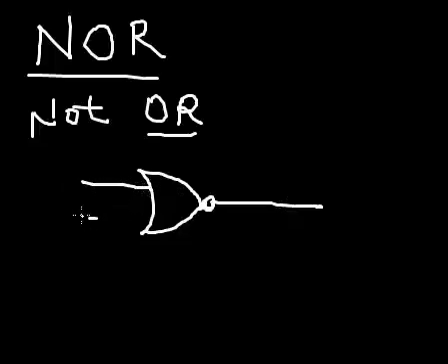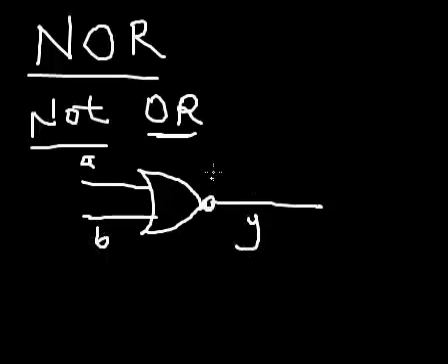So we talked about the NOT gate. That means the NOR gate is a combination of a NOT gate and an OR gate, and that's how we represent it. The inputs still remain A and B, and the output is Y. Seeing this small bubble at the output shows the inversion.